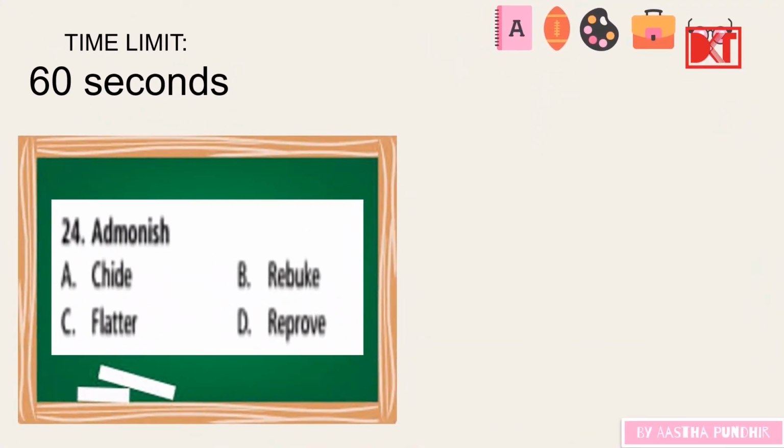Here the next word is admonish. The options are chide, rebuke, flatter and reprove. Admonish refers to a sort of scolding, like chide, rebuke, reprove, disapproving, reprimanding. So the opposite would be flatter. Flatter is being appreciative of someone or something, flattering someone, praising them.